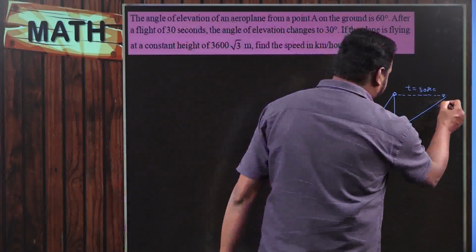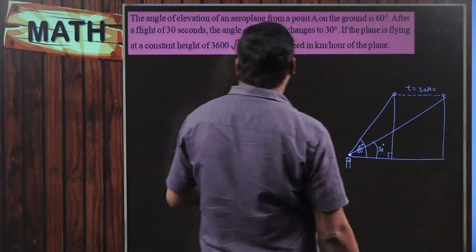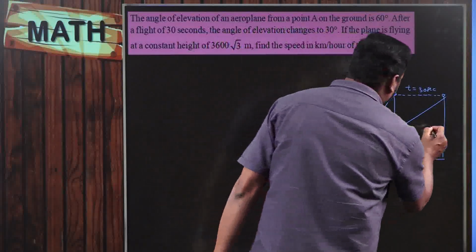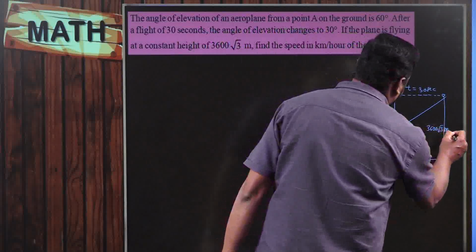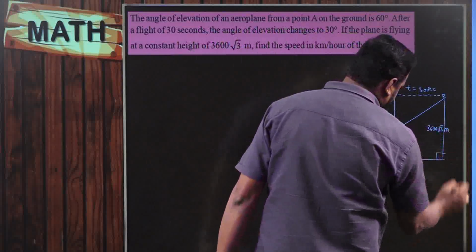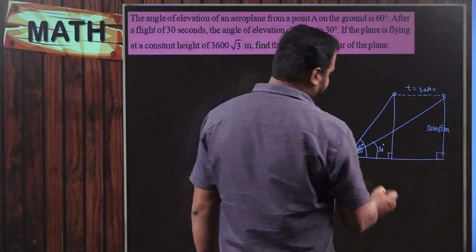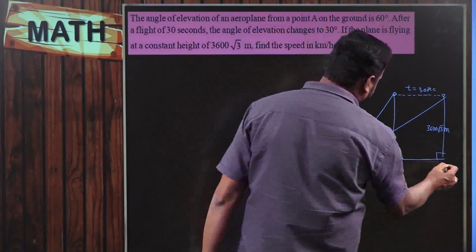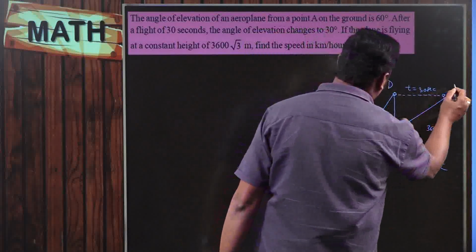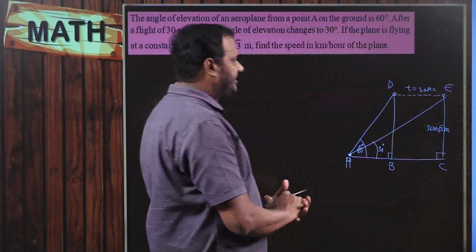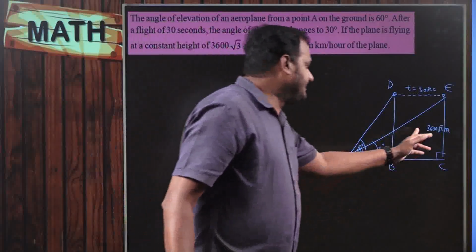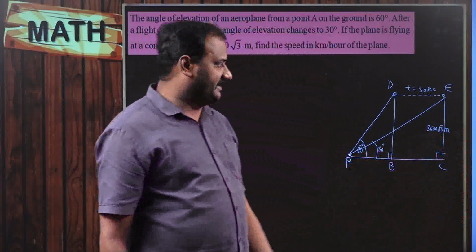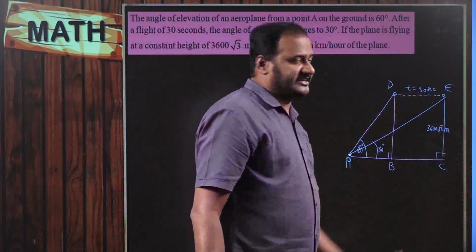And the height is constant, so the height remains the same. What was the height given? 3600 root 3 meters. That was the constant height, and it is perpendicular. I am going to give some names. This is A, this is B, this is C, this is D, and this is E. So what did you observe in this problem? In this problem, the height is 3600 root 3 meters and the time is 30 seconds.